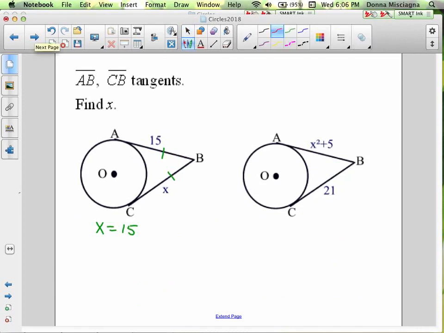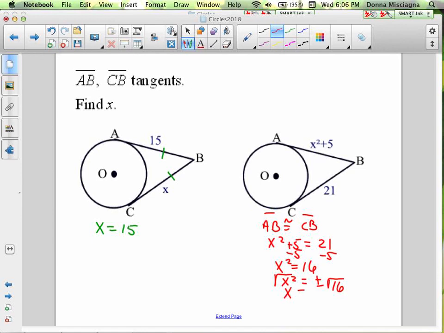Let's solve the last one. Again, we know that AB is congruent to CB. So we set them equal to one another. So we have x squared plus 5 is equal to 21. Subtract 5 from both sides. We get x squared is equal to 16. And now take a square root of both sides. Don't forget positive and negative here. And then we'll check and make sure both solutions work.